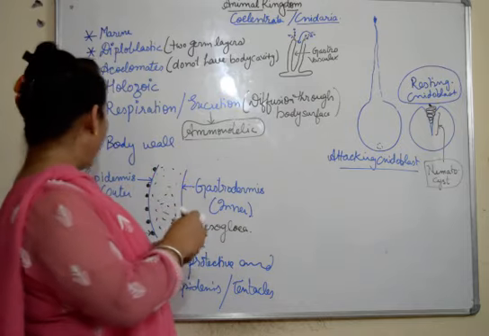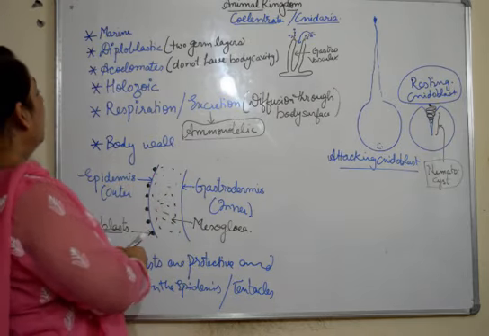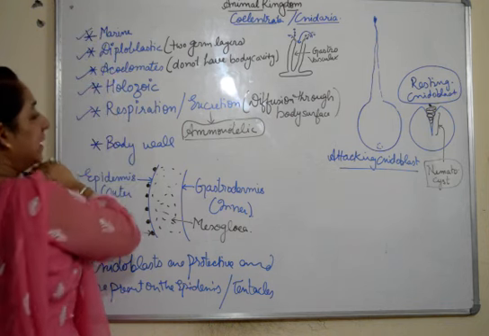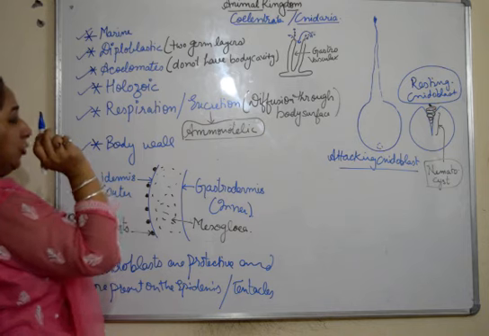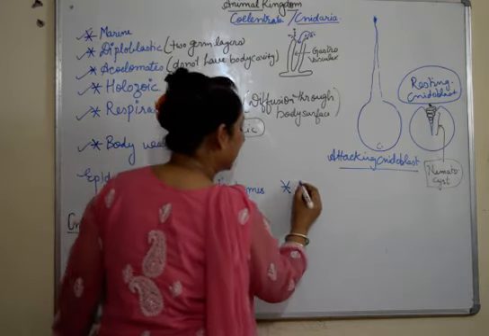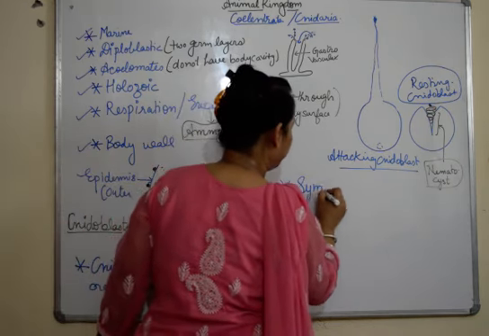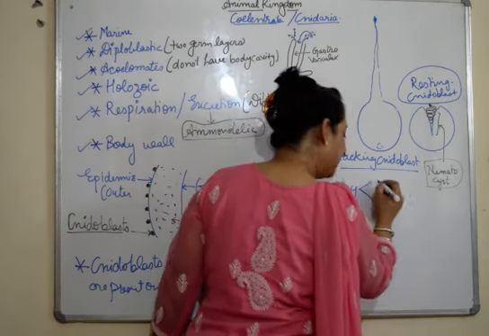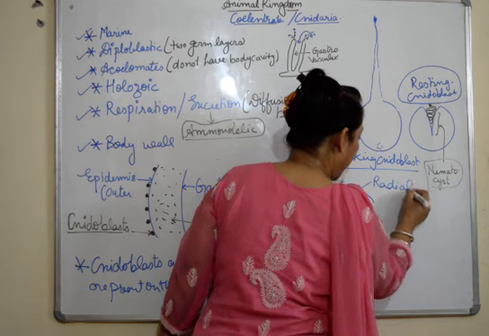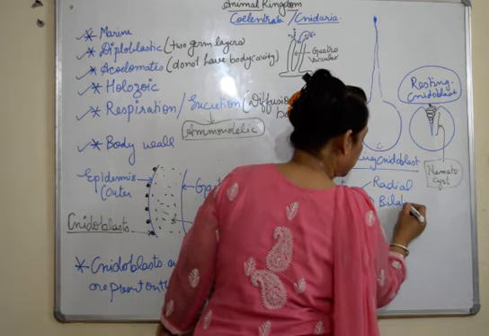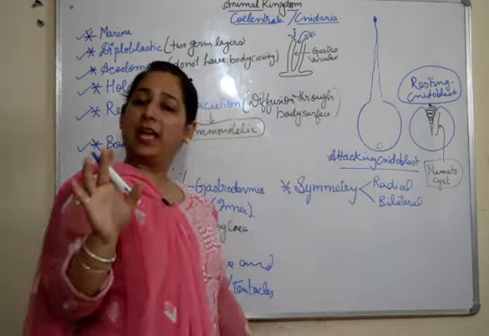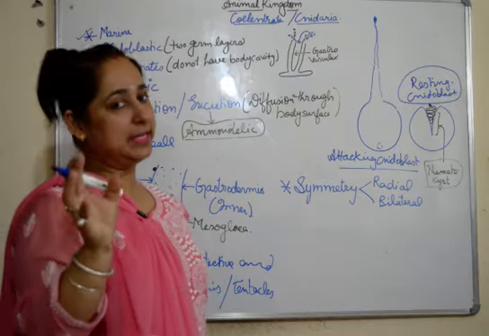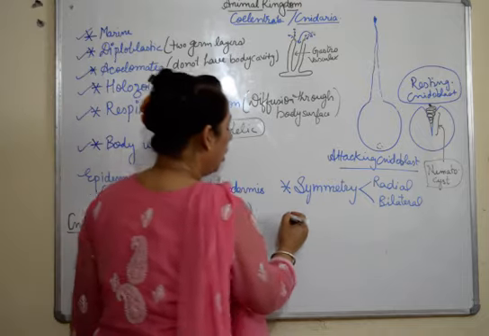Then after this, the next characteristic, we have discussed that they are marine, diploblastic, acoelomate, holozoic, its respiration, excretion and the body wall. The next characteristic is its body symmetry. These coelentrates can be radial and they can be bilateral also. So they can have both types of symmetry. They can be divided into many parts in the radial symmetry and bilateral also.